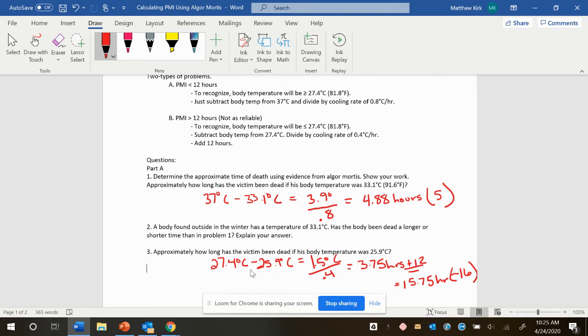So again, I've done an A problem and a B problem, where it's a very similar approach. It's just you've got to recognize what that measured body temperature is to know which way to solve it. But let me do some more in here for you.